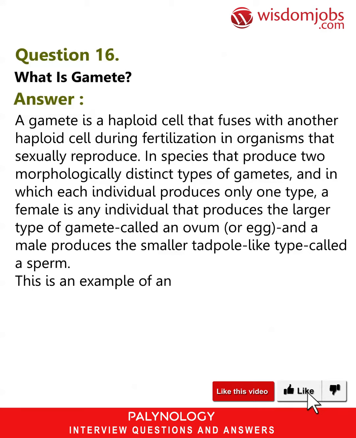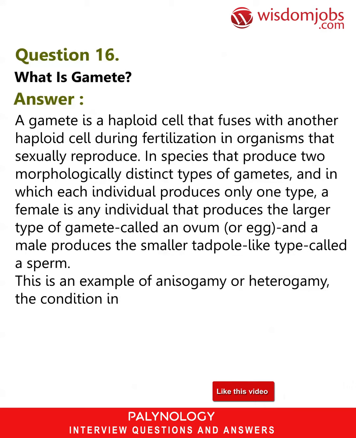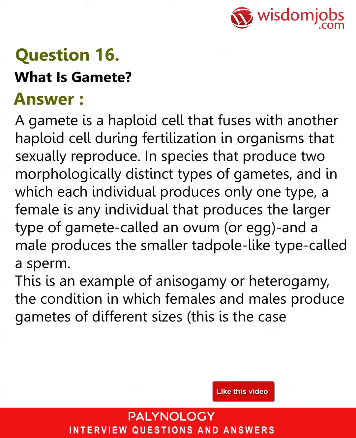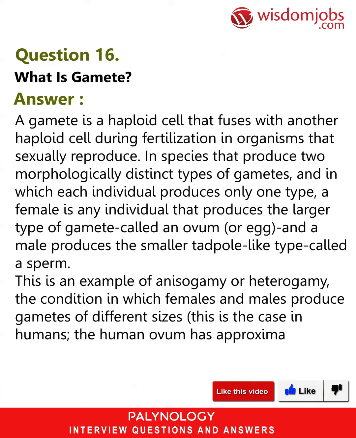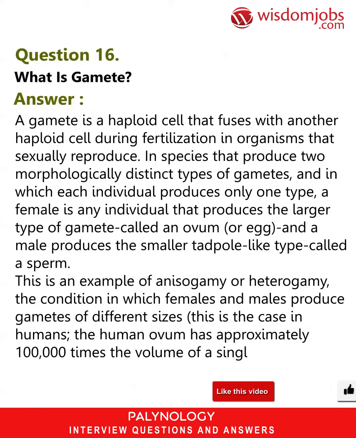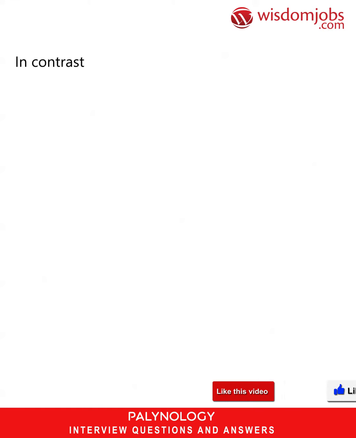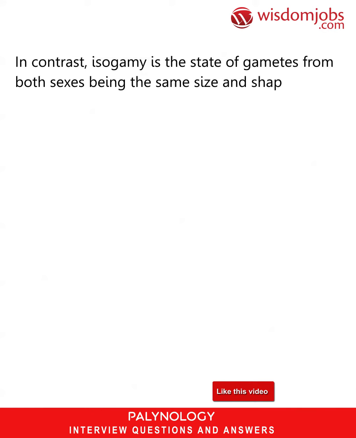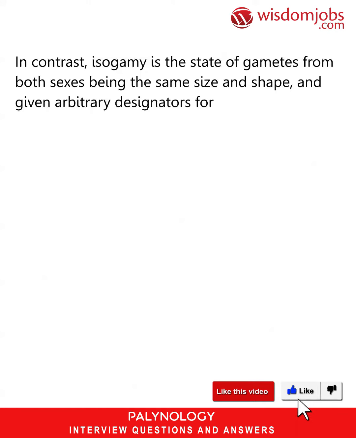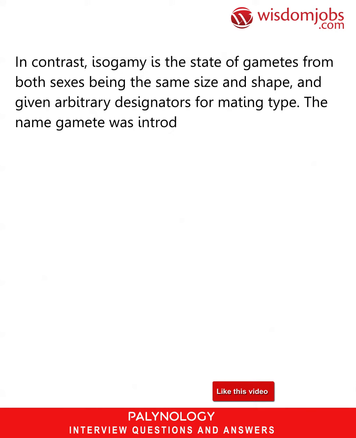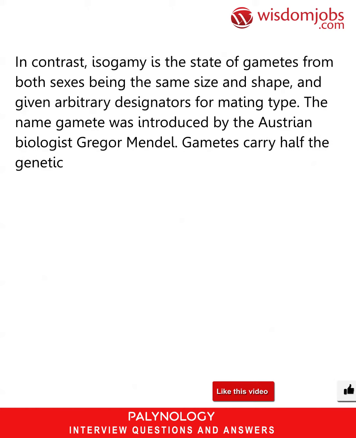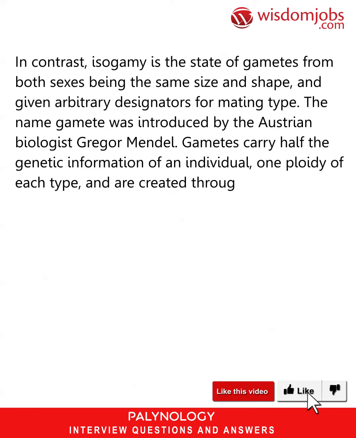This is an example of anisogamy or heterogamy, the condition in which females and males produce gametes of different sizes. This is the case in humans. The human ovum has approximately 1 lakh times the volume of a single human sperm cell. In contrast, isogamy is the state of gametes from both sexes being the same size and shape, and given arbitrary designators for mating type. The name gamete was introduced by the Austrian biologist Gregor Mendel. Gametes carry half the genetic information of an individual, one ploidy of each type, and are created through meiosis.